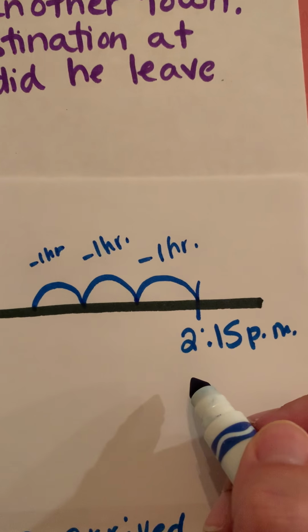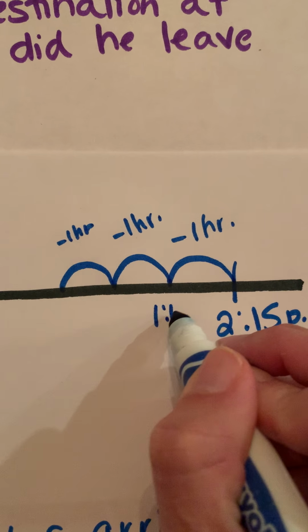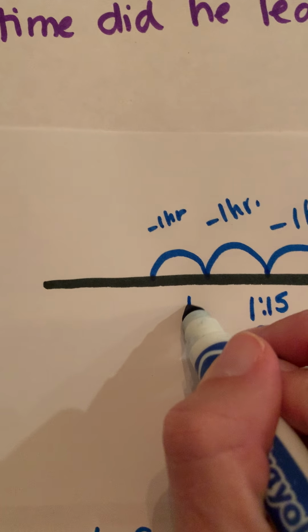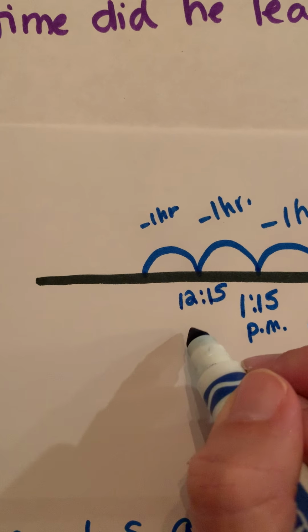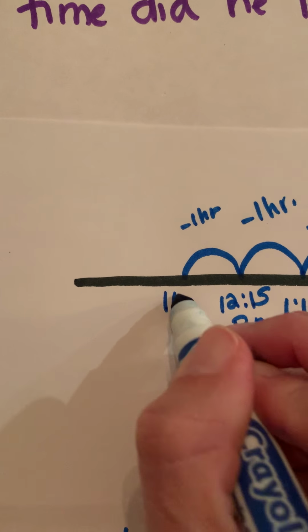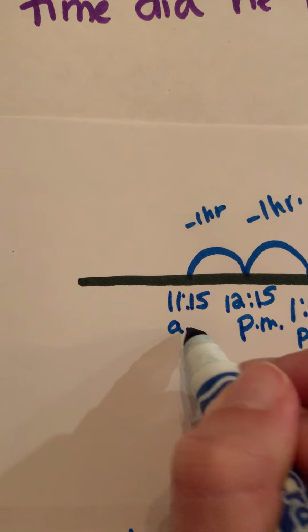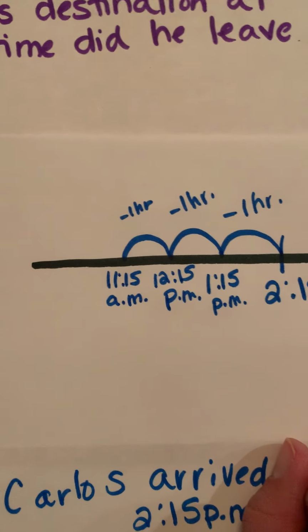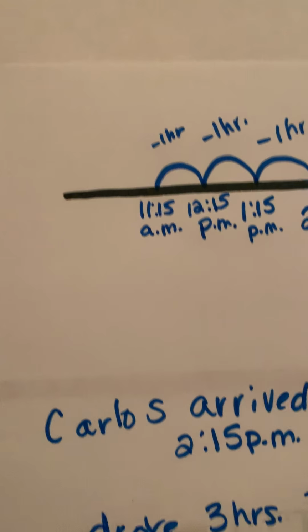So that would, if it's 2:15, this is going to be 1:15 still p.m. And then this is going to be 12:15 still the p.m. But then this is going to be 11:15, but it's going to be a.m. because remember, once we cross over 12, we have to switch back and forth from a.m. to p.m. It's going to be very important, so make sure you're paying attention to that.